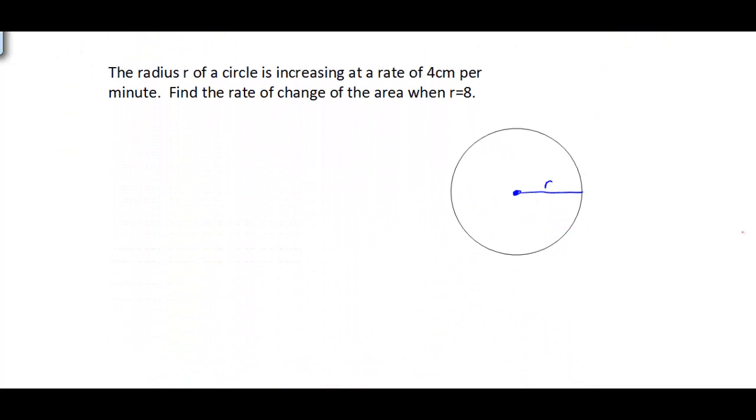Okay, our next example here may be a little bit more visual to see. We have a circle, and it says that the radius of a circle is increasing at a rate of 4 centimeters per minute, and we want to find the rate of change of the area when r is equal to 8. So once again, let's start off with what do we want to find? We want to find the rate of change of the area. Well, what that means, if you're looking at the area, how much is it changing with respect to time? So that means we're looking for dA/dt.